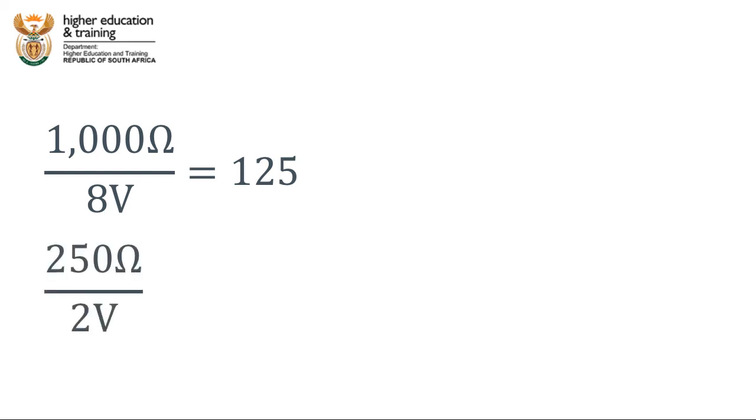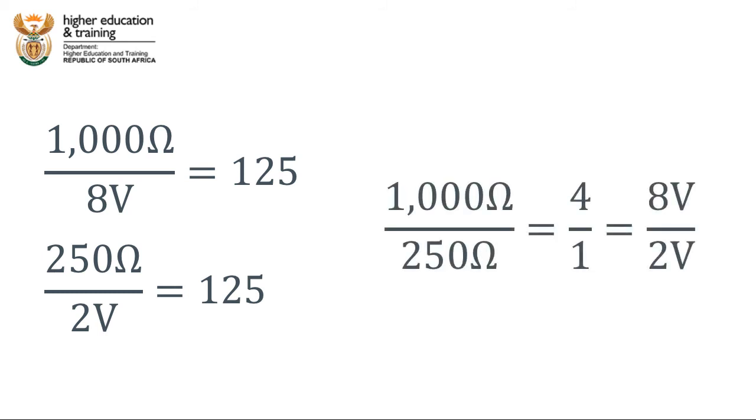Now we can do some calculations. We can divide the resistance of the resistor by the voltage drop across that resistor. When we divide 1000 ohms by 8 volts, we get an answer of 125. When we do exactly the same calculation with one of the 250 ohm resistors, 250 ohms divided by 2 volts, we also get 125. It looks like things are in the same ratio. In other words, the ratio of the resistances is exactly the same proportion as the ratio of the voltage drops across those resistors.